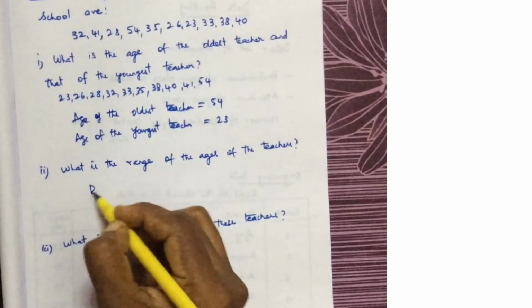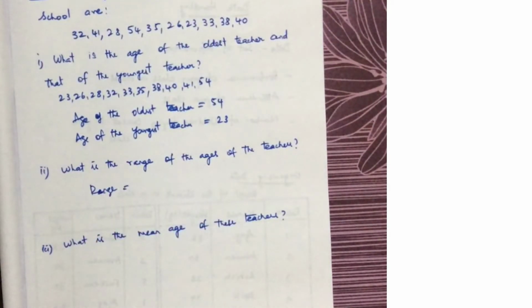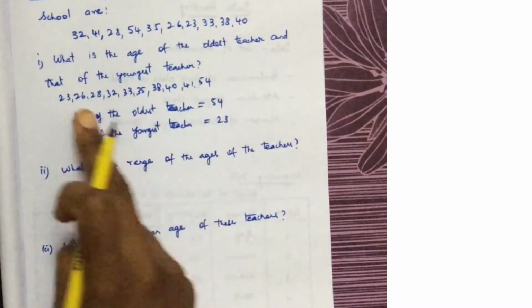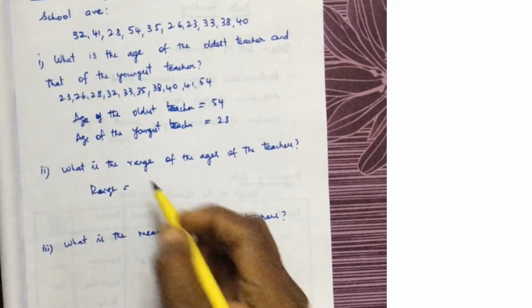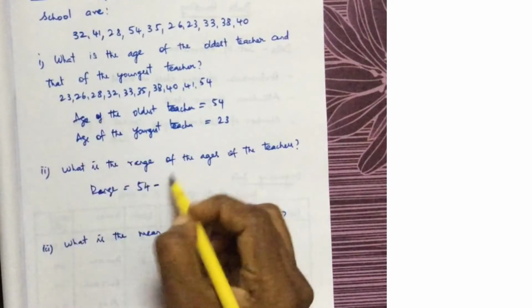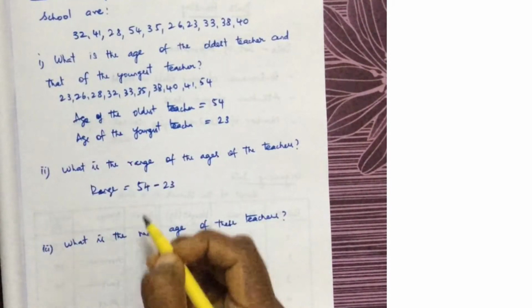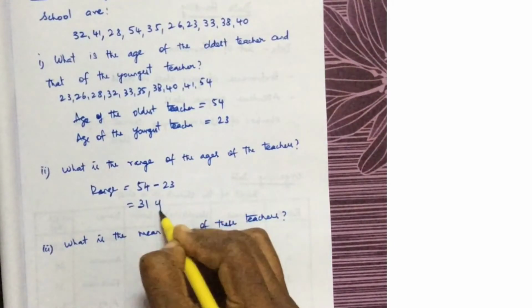The next is, what is the range of the ages of the teachers? Range is the difference between the highest and lowest observation. This is the highest and this is the lowest. What is the difference? That difference is called range. So this is 54 highest minus lowest 23, that is equal to 31. So the range is 31 years.